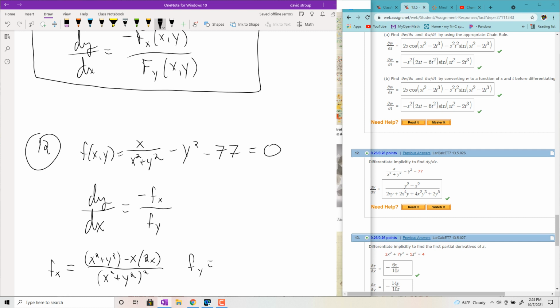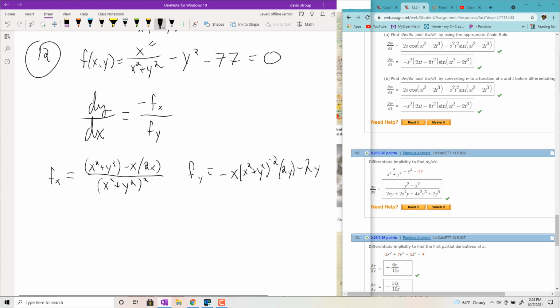And then the partial with respect to y, now I want to rewrite it. So I have x times (x squared plus y squared) to the negative 1, right? So this will be negative x times (x squared plus y squared) to the negative 2 times 2y from the chain rule, minus 2y. Okay? Rewriting that then, it's going to be negative 2xy all over (x squared plus y squared) squared, minus 2y.